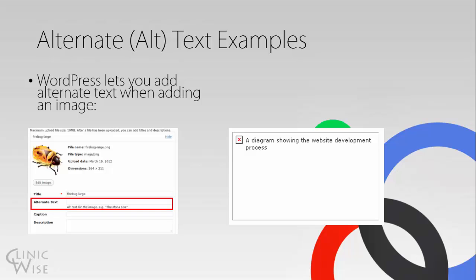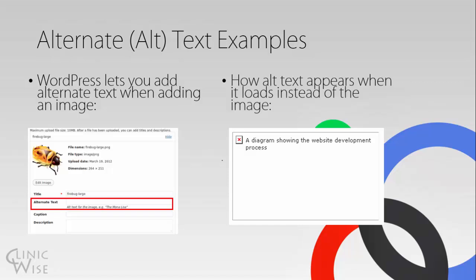Here's an example of where to add alternate text to an image in WordPress, a popular content management system. This is done when you first upload the file into WordPress and can also be done when you add the image to a particular web page. Here's what the alternate text appears like when an image fails to load. If the image does load properly, the alternate text isn't visible to the user, but it will still be read by search engines.